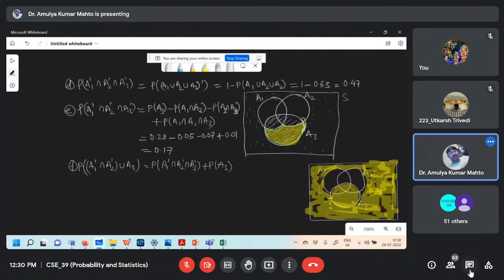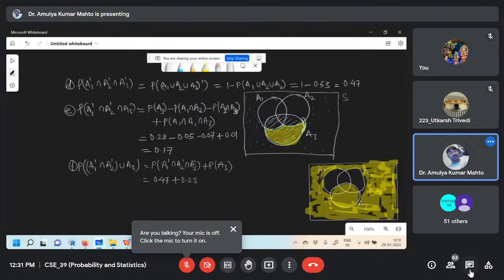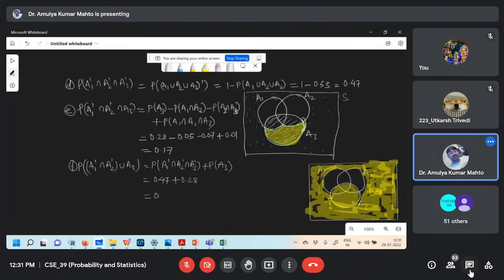Will it be okay? This is the entire shaded region. So you already know this value. What is this value? This is 0.47 plus what is the probability of A3? 0.28. This one. This value is going to be 0.75. Is it clear? Yes, sir.